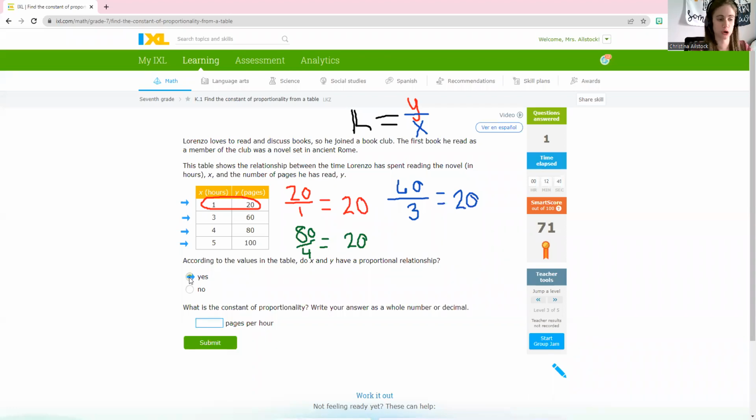in fact proportional. And once you say yes, it pops up with a part B that says, what is the constant of proportionality? Well, we already found it because you have to find it in order to determine if it's proportional. So not really any extra work. We just need to type in our answer of 20, that proportional relationship is 20 pages per hour.